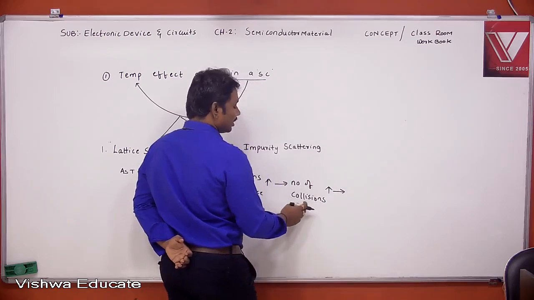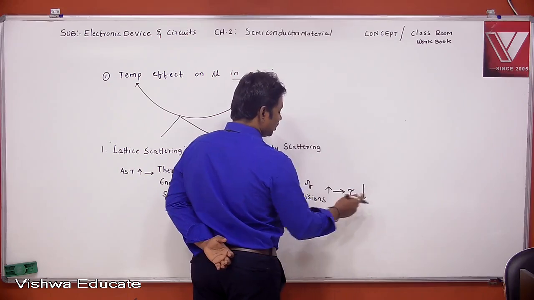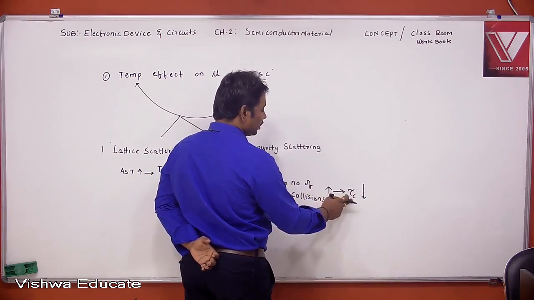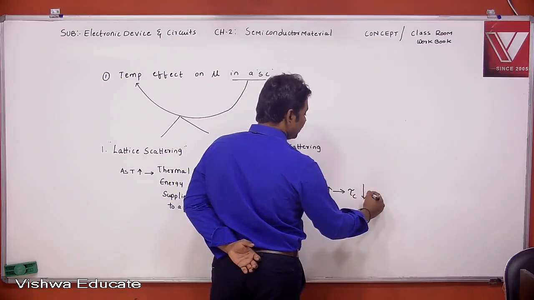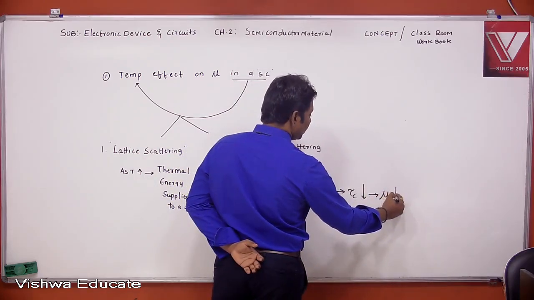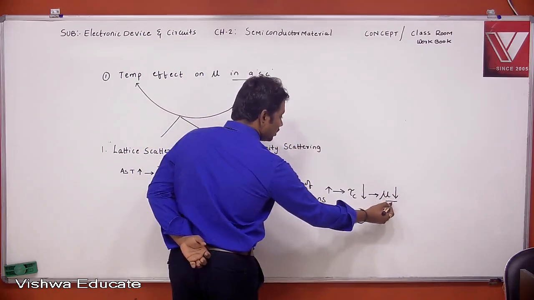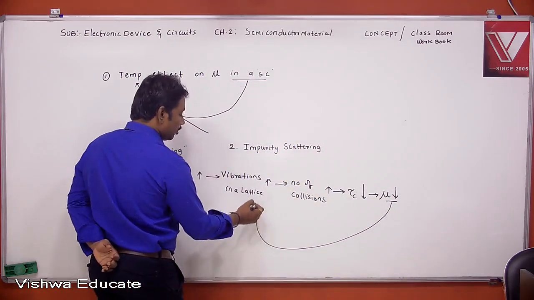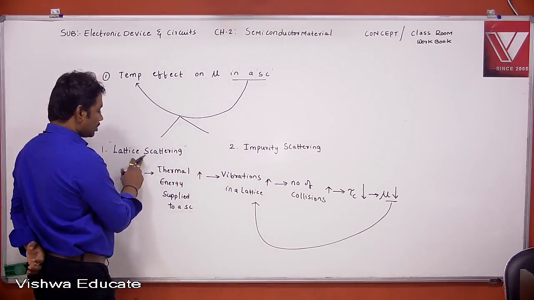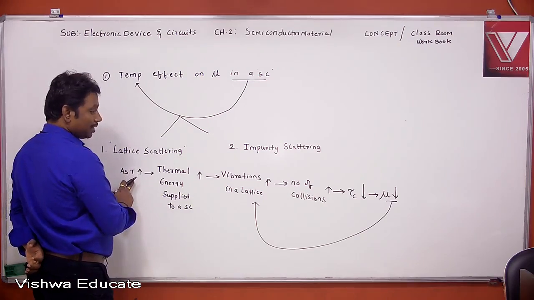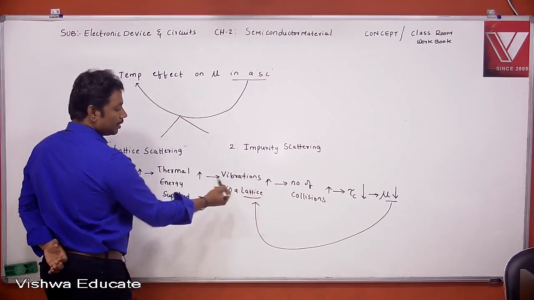Number of collisions increases means what about the mean time? The mean time decreases. Number of collisions and mean time both are inversely proportional. If mean time decreases, what about the mobility? The mobility also decreases. Here, mobility is decreased due to increasing of vibrations in a lattice, which is called lattice scattering. So due to lattice scattering, as temperature is increased, the mobility is decreased.